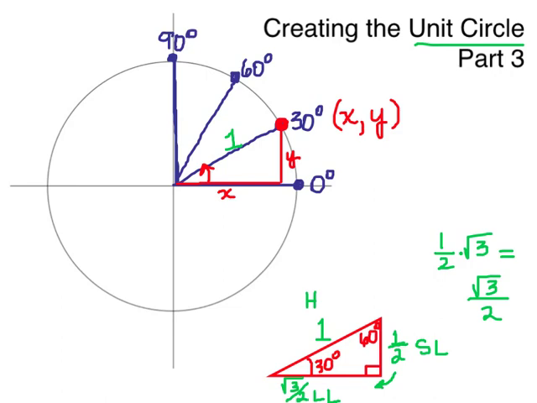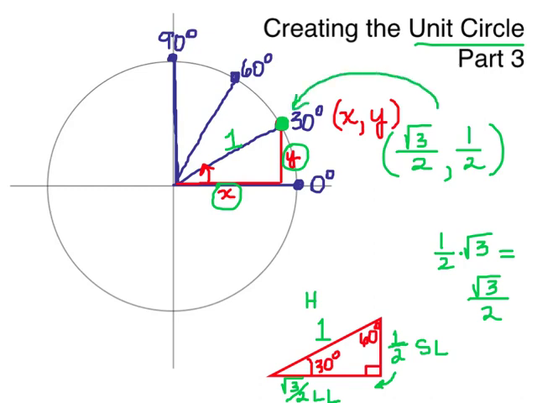Because of that, we now have figured out what our x and y are, and we now know what our ordered pair is for this dot over here. To get to that dot, we have gone a distance of square root of 3 over 2 to the right, and we've gone a distance of 1/2 up. And so that dot goes with the ordered pair, square root of 3 over 2, comma 1 over 2.